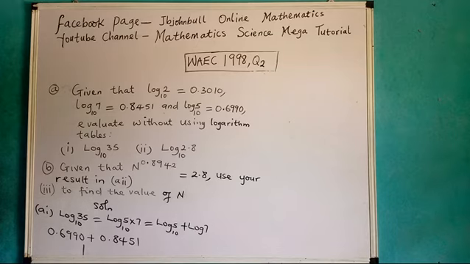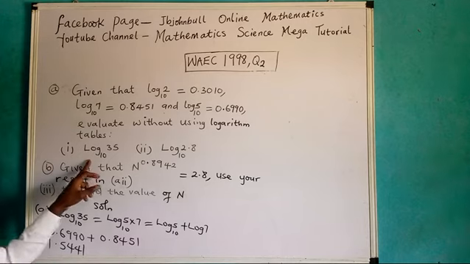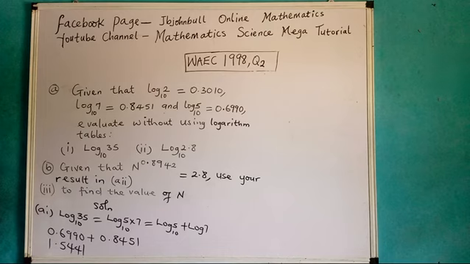0 plus 1, we have 1. 9 plus 5 is 14. Put down 4 and carry 1. 9 plus 4 is 13, plus that 1 is 14. Put down 4 again and carry 1. 6 plus 8 is 14, plus that 1 is 15. Put down 5 and carry 1. 0 plus 0 is 0, plus that 1 becomes 1. Okay, we have 1.5441. It means that log 35 to the base of 10 is going to give us 1.5441.